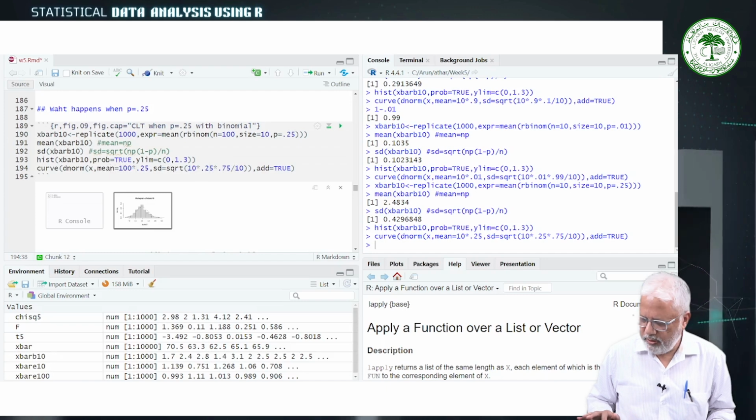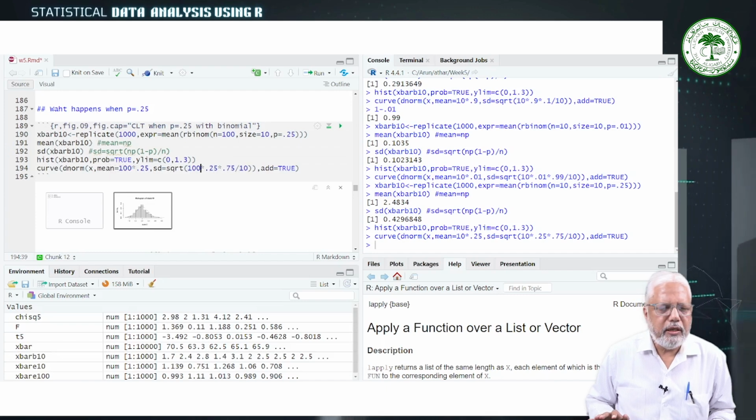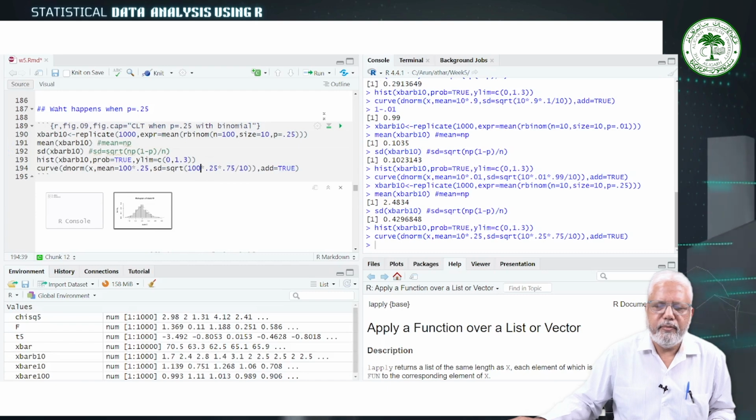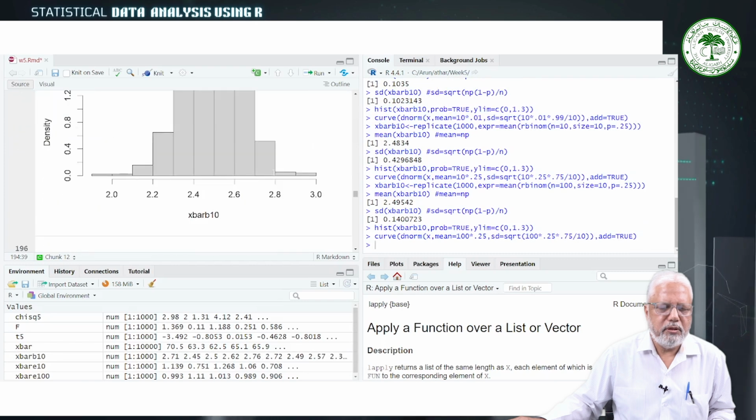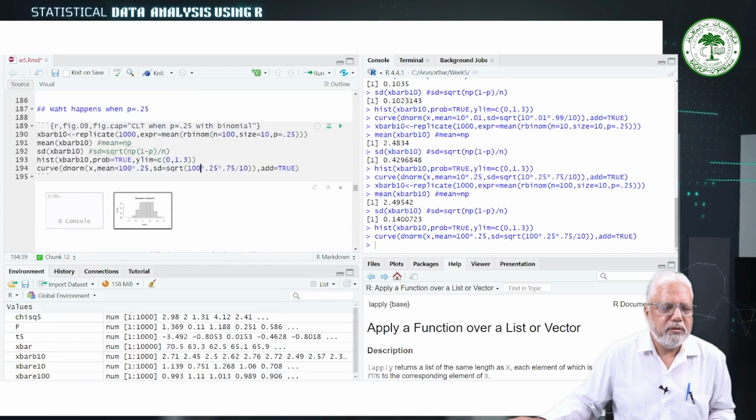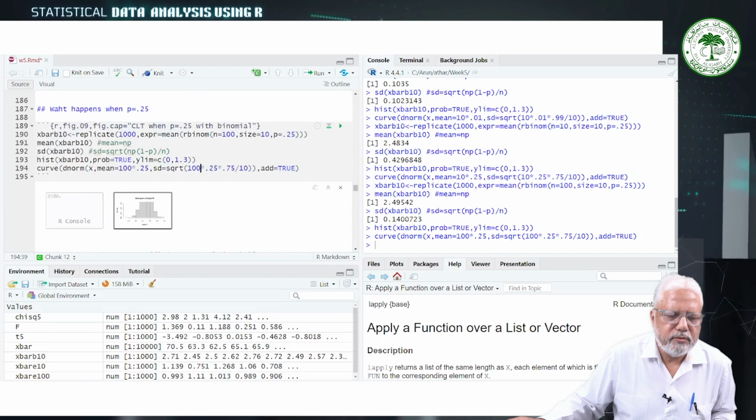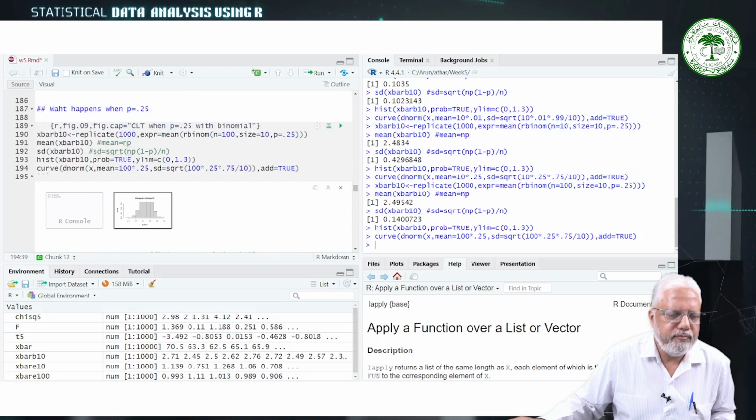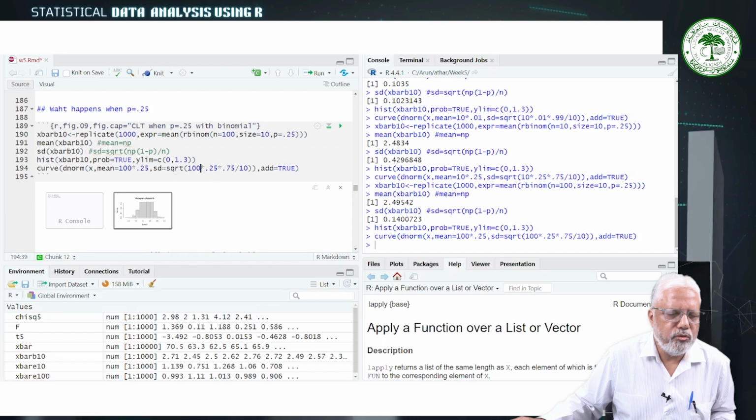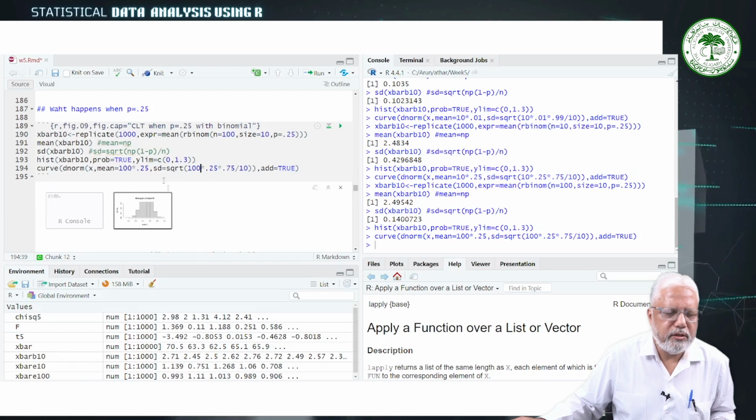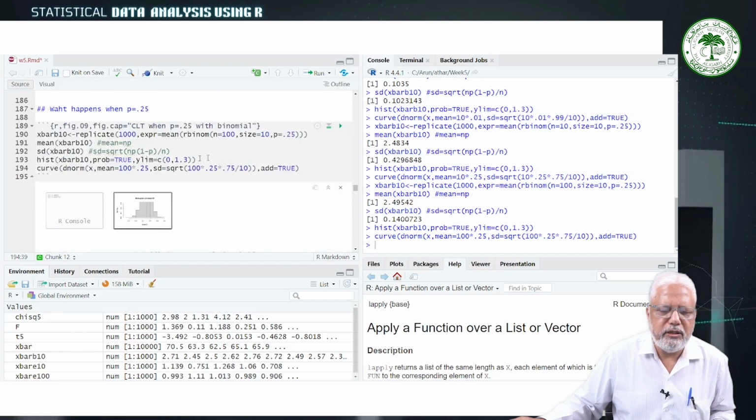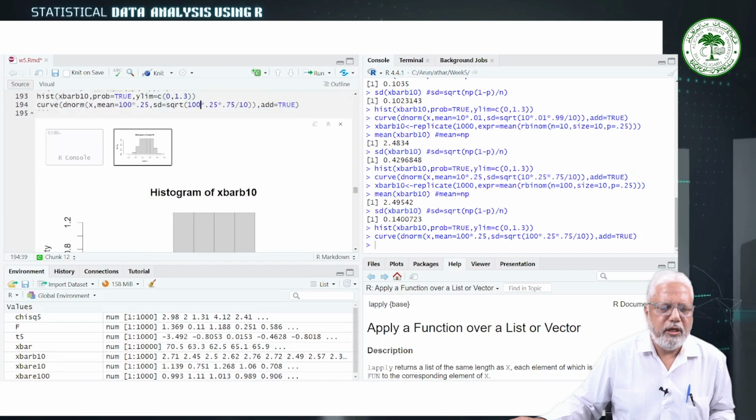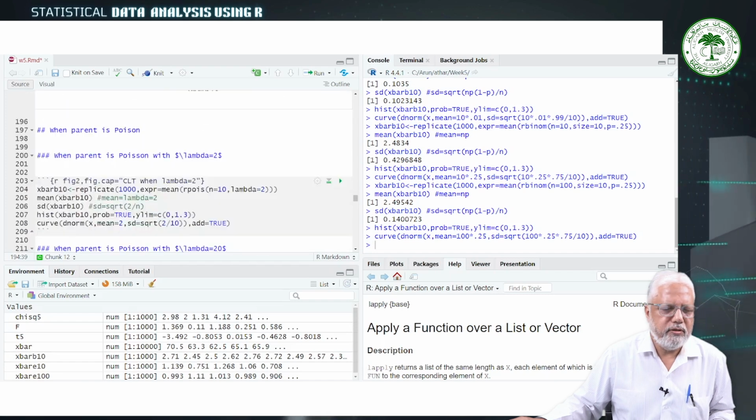So here it should be 100 and the rest are the same. See here, 100 into 0.75. So the situation is somewhat improved. We have to increase the limit, we have to increase the y lim, and then certainly it will work. So this is the effect of choosing.